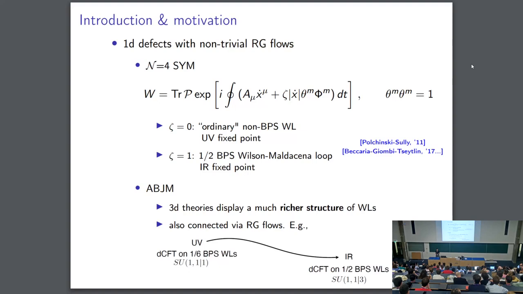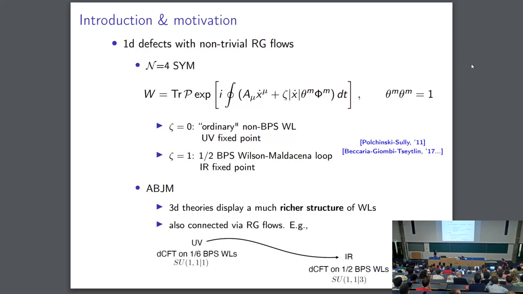And this has been well studied in N=4 super Yang-Mills, where the BPS Wilson loop is the one I have written there. So you have, again, the trace of the path-ordered exponential. You have your gauge field and the scalar.